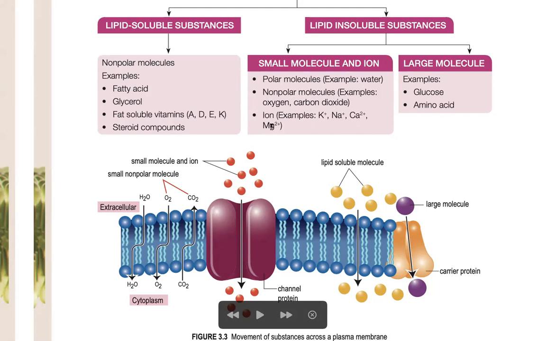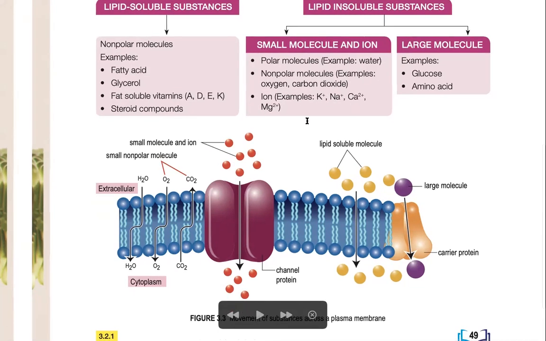And the last one is ion, K plus and Na plus. Special for ion ni, they will never use the phospholipid bilayer. Instead, they will use channel protein. Sebab dia kecil, lubang dia kecil kat sini kan. So they will just get inside or get outside. Ni awak tengok ni, small molecule ataupun ion, dia akan guna channel protein.